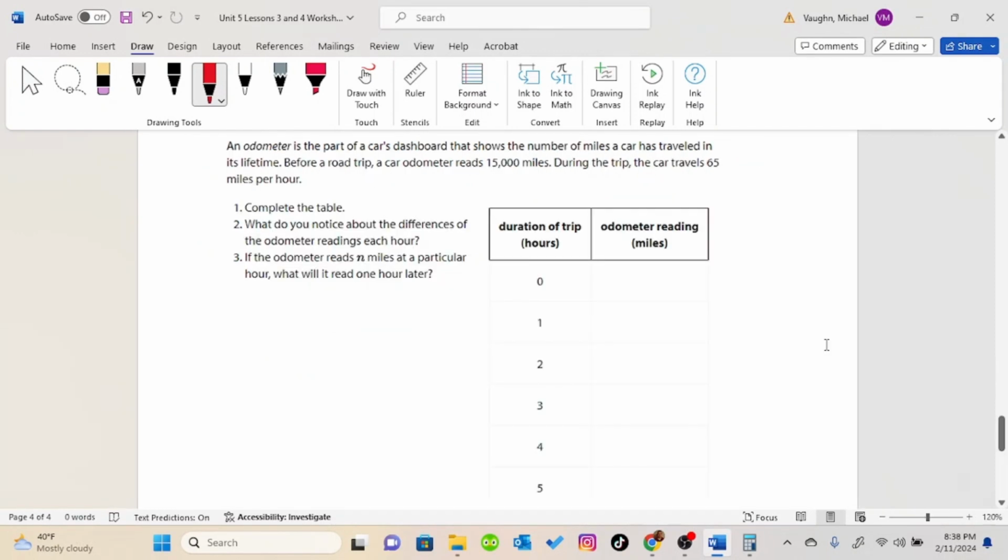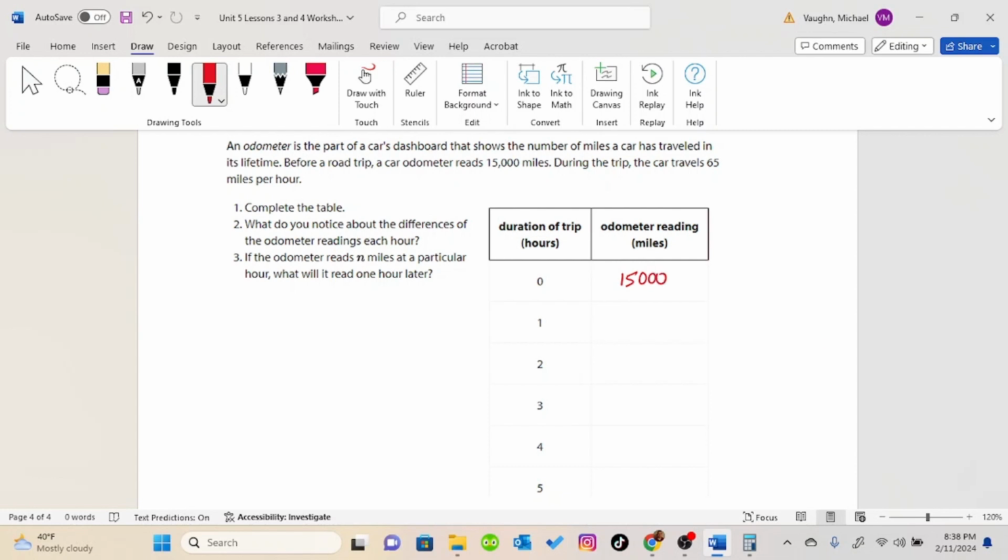An odometer is the part of a car's dashboard that shows the number of miles a car has traveled in its lifetime. Before a road trip, a car odometer reads 15,000 miles. During the trip, the car travels 65 miles per hour. Complete the table. So before they start the trip, the odometer reads 15,000 miles.